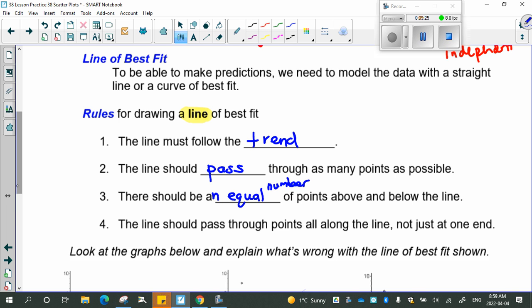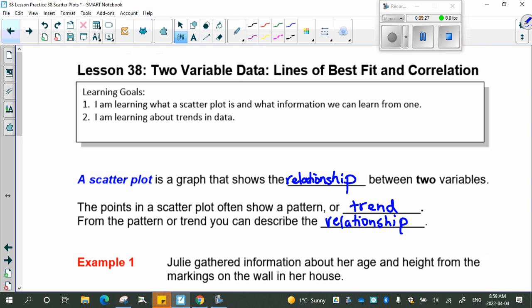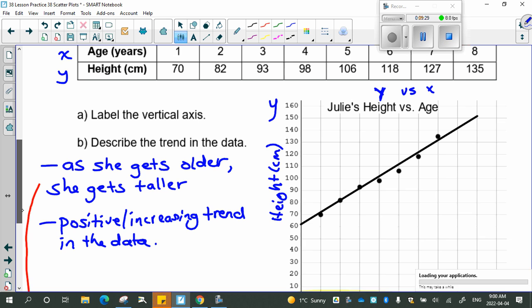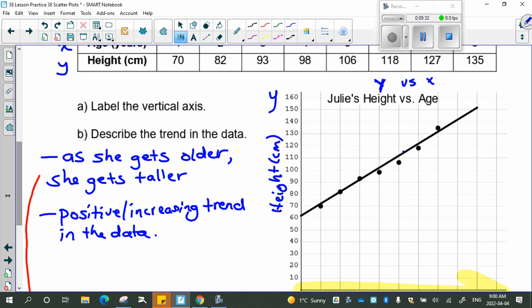All right. So let's look back at Julie then. And I'm going to erase my line of best fit, and we're going to draw one in together. Okay, so everyone's going to get their ruler out. And we have these rules. It has to follow the trend of the data. So the line you draw has to have a positive slope. It's got to go through as many data points as you can, and it has to have an equal number on one side and the other.